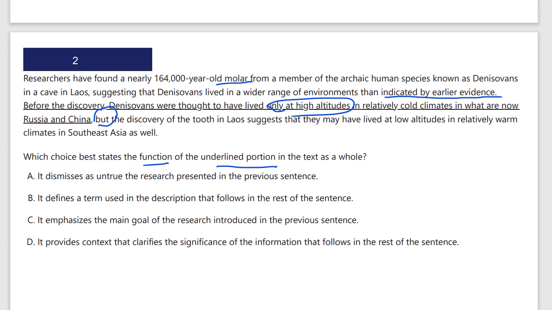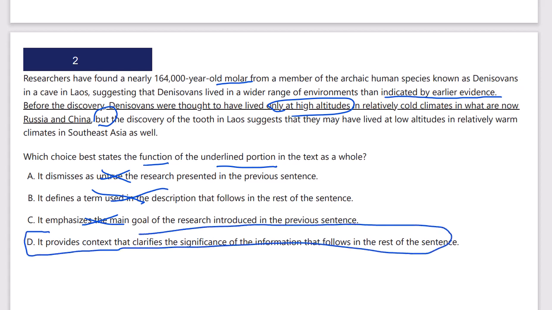So it dismisses as untrue the research. No. It defines a term used in the description that follows in the rest of the sentence. No, it's not defining a term. It emphasizes the main goal of the research. No, it's not. It provides context that clarifies the significance of the information that follows in the rest of the sentence. That's correct. They're thought to have only lived at high altitudes in Russia and China, but now we know they lived in Southeast Asia as well. D is the correct answer.